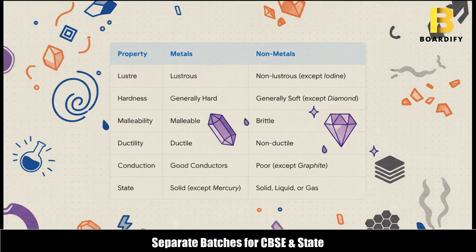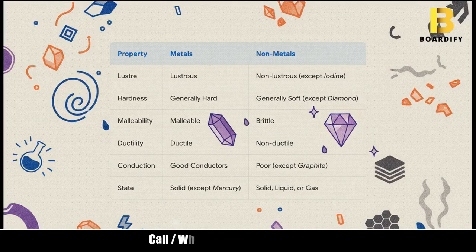Now, when you put them side by side, the difference is just obvious. Metals are shiny. Nonmetals are mostly dull. Metals bend. Nonmetals are brittle. They just snap. But, and this is a big but for your exams, you gotta know the exceptions. Iodine is a nonmetal, but it's shiny. And diamond, which is just carbon, is the hardest thing out there. So definitely make a note of those.